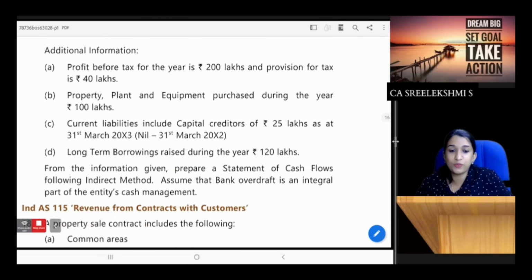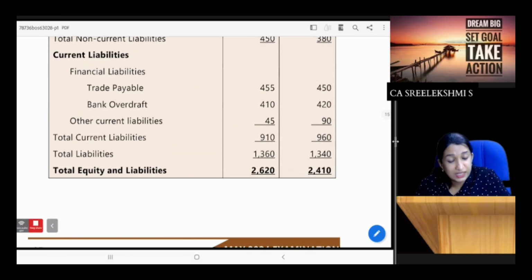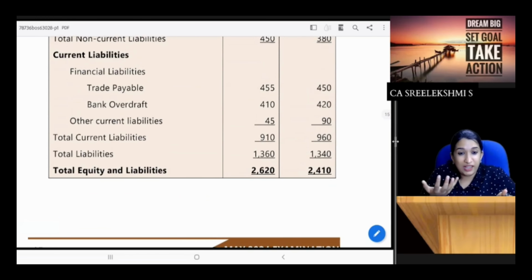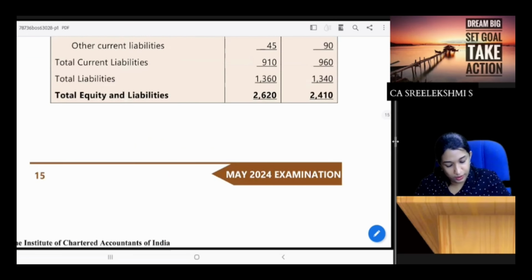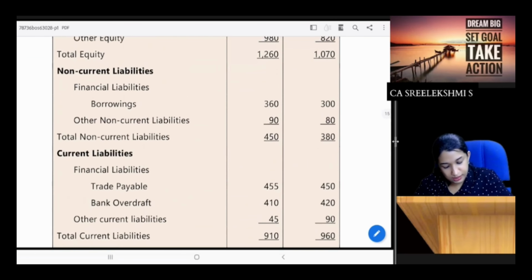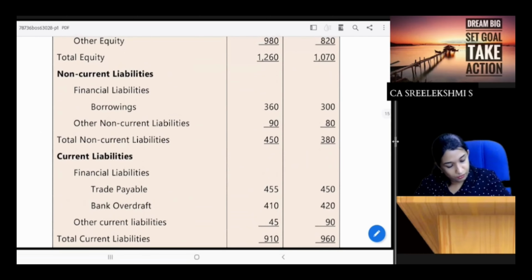25 is to be deducted, because this includes payables to capital creditors. Working capital changes means the movement in current assets and current liabilities, so any payable to capital creditors is to be excluded. Okay. Long-term borrowings raised during the year is 120.